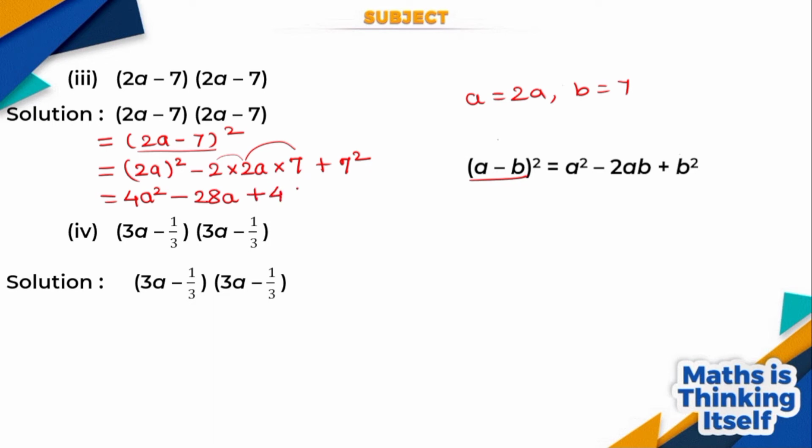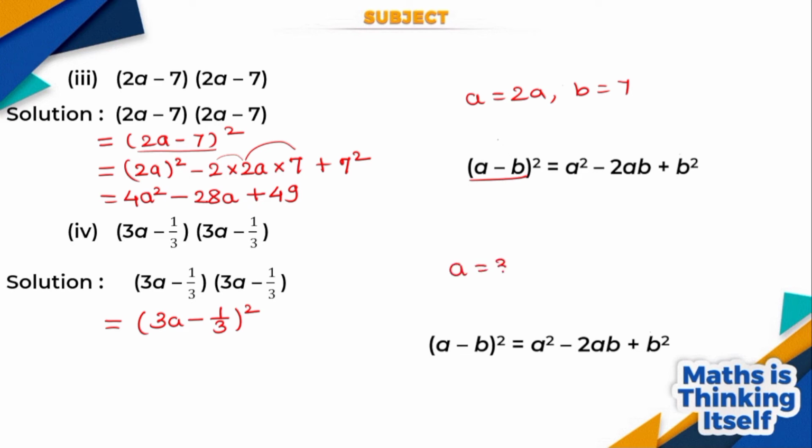49. Similarly we can solve the next problem, and which is 3a minus 1 upon 3 multiplied by 3a minus 1 upon 3 which is equal to 3a minus 1 upon 3 whole square. Now comparing with this, we got a is equal to 3a here and b is equal to 1 upon 3. Now simply substitute the values and apply the identities.